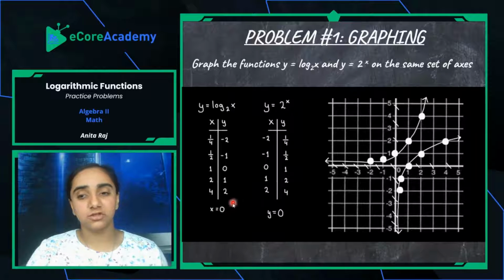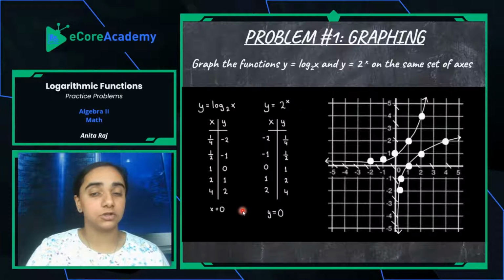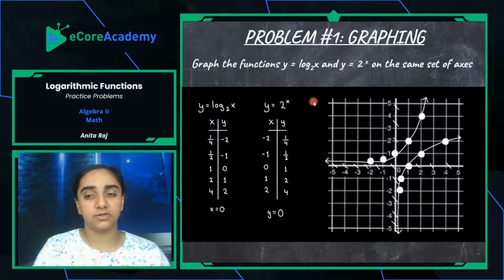With logarithmic functions, we have a vertical asymptote, and because this is a parent log, that vertical asymptote is going to be x equals 0, or the y-axis, because there's no translations at all. So let's look at the second function, which is y equals 2 to the power x, which is an exponential function. Hopefully you can realize that. It's actually the inverse of the log function we just looked at. And when we graph, you'll see exactly how it's the inverse.